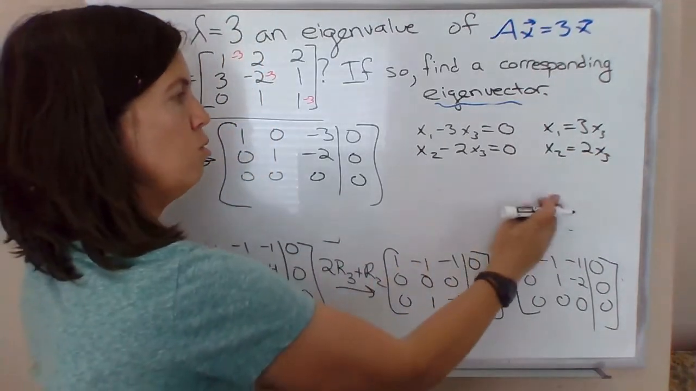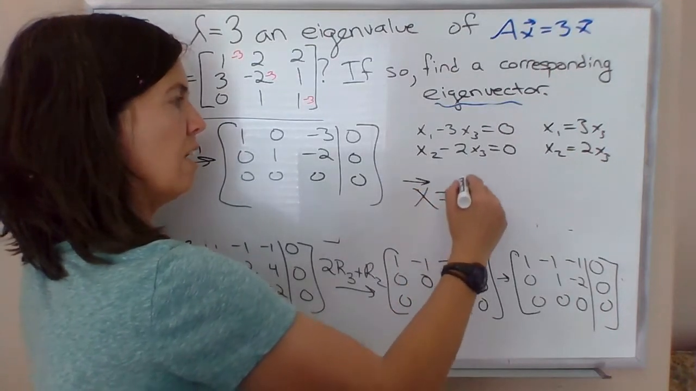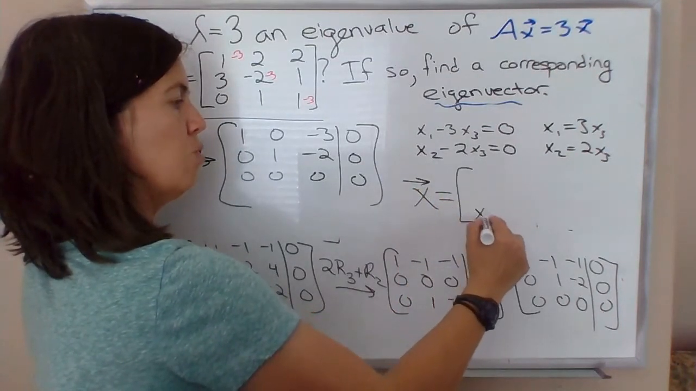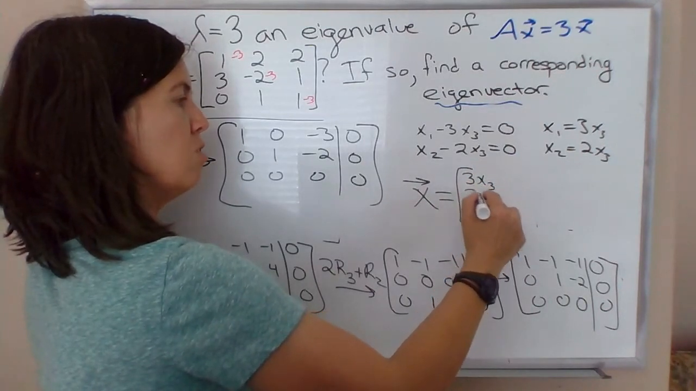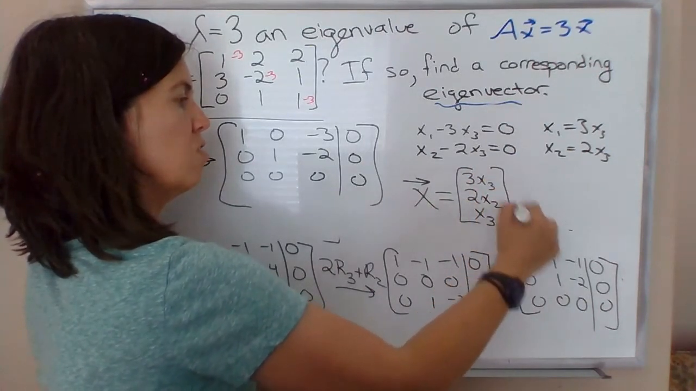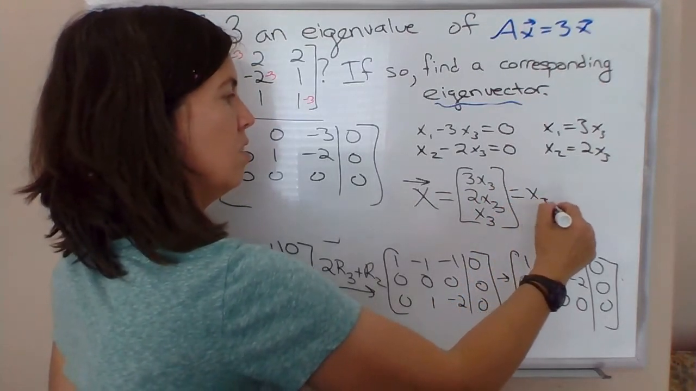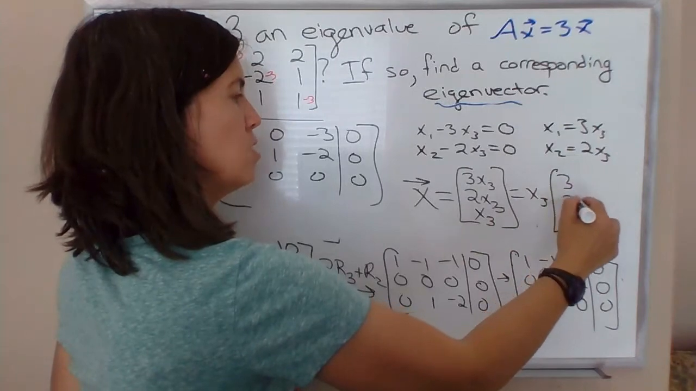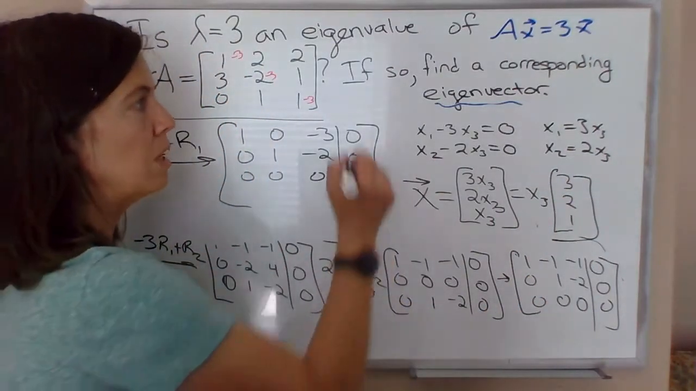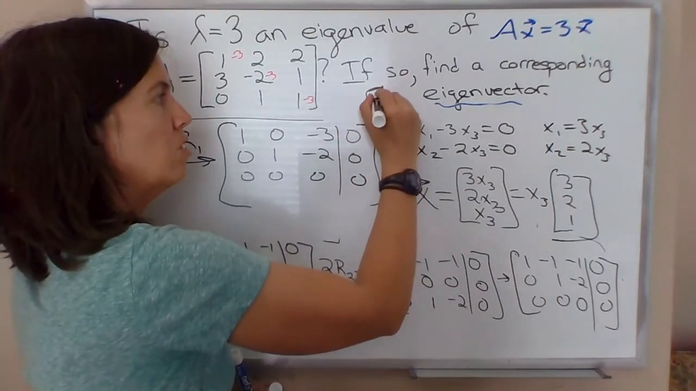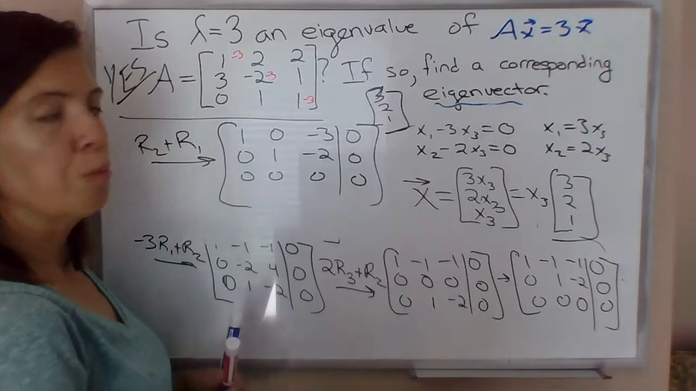And so any solution for the vector x is going to be x3 is a free variable, x1 is 3 times x3, x2 is 2 times x3. So it's some multiple of the vector 3, 2, 1. So 3, 2, 1 would be one eigenvector. That's an answer we could give for this second question. 3, 2, 1 here. Or any other multiple of that vector.